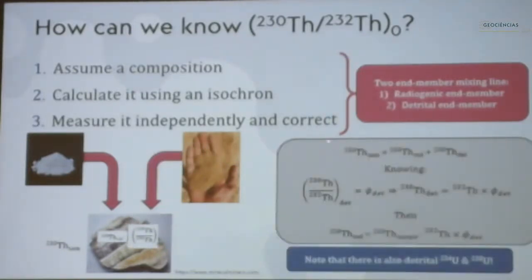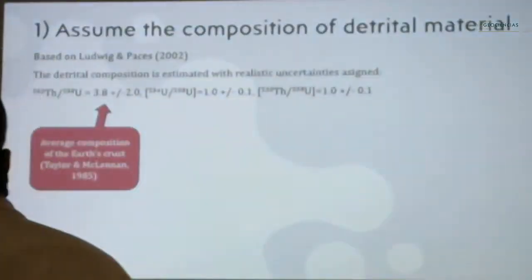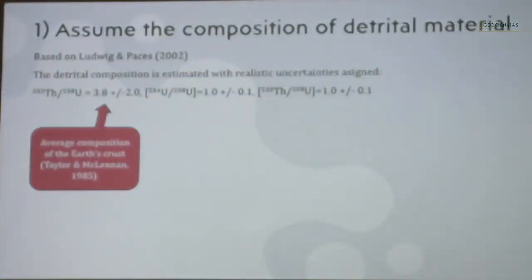And basically, the whole idea is that if we assume that the thorium-230 that we're measuring in the sample is both radiogenic and detrital, and knowing the isotopic composition of the detrital phase, we can actually calculate the thorium-230 in the detrital phase, and then subtract it from the measured 230 in the sample.